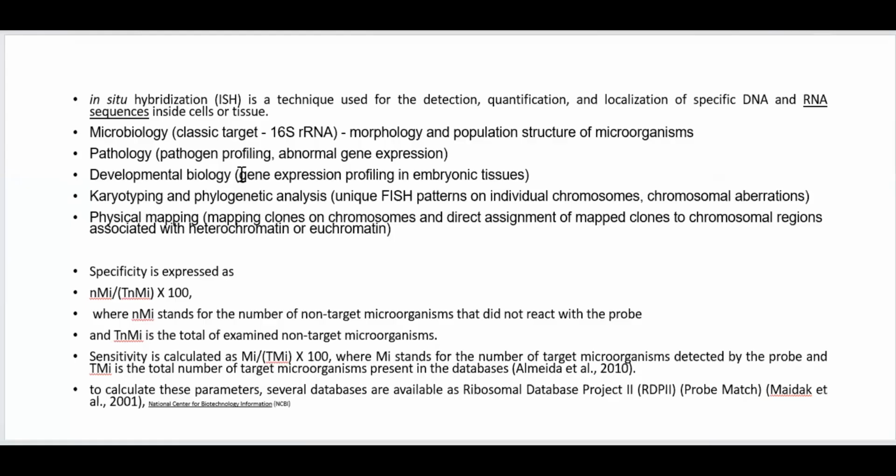So, of course, as I said earlier, DNA, RNA, or PNA or LNA oligonucleotides can be used. Further, you can use it in pathology when you talk about pathogen profiling, abnormal gene expression. Similarly, developmental biology, because certain genes get expressed at a particular stage of development of the tissue or organ as per the age of the growing animal. So that also can be detected.